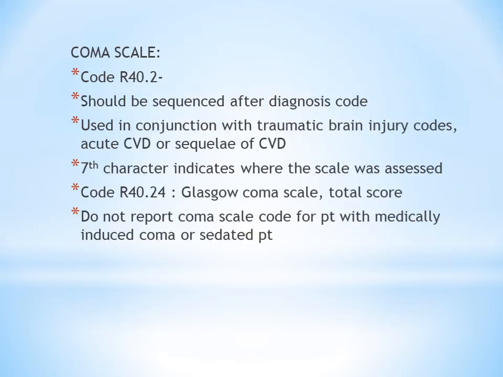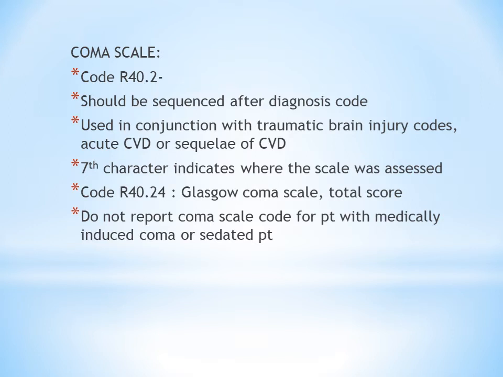Next one is coma scale. The code for coma scale is R40.2. It should always be a secondary code after the diagnosis code. This code should be used to assess the intensity of coma. To measure how much the coma intensity is, we use the R40.2 codes. This coma scale code is used in conjunction with traumatic brain injury codes, acute cerebrovascular disease, and sequelae of cerebrovascular disease. In all these cases, to assess the intensity of coma, we use the coma scale.